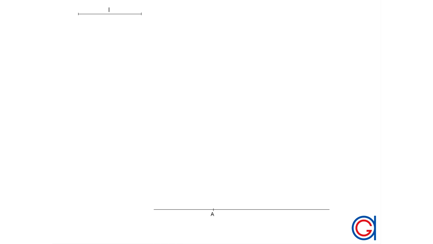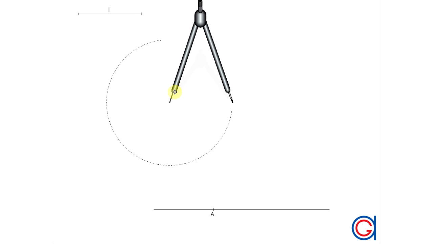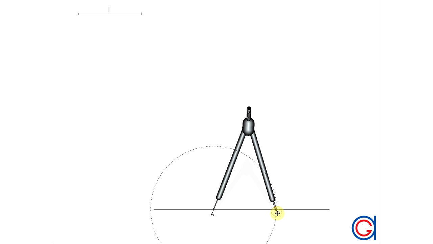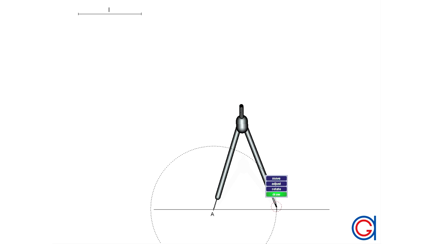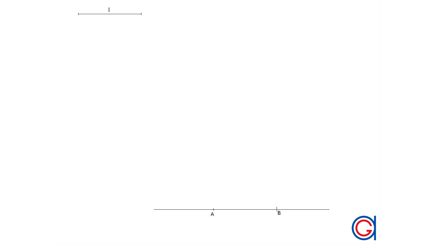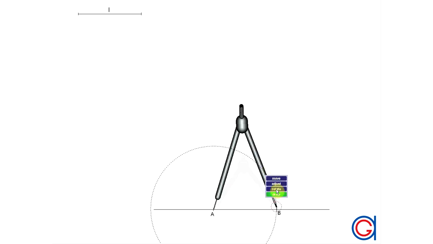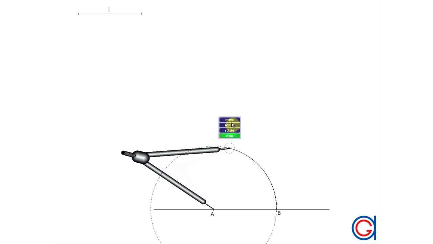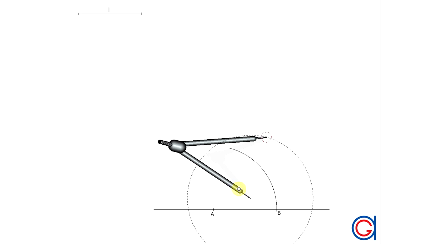We are going to set our compass to the given length L on the top left hand side of our screen and transport this length onto our line, setting our compass on point A and scribing an arc to form point B, as can be seen here in the video. So now we have our line segment AB, which will be the base of our polygon. So now we are going to draw a regular hexagon given the length of one of its sides L.